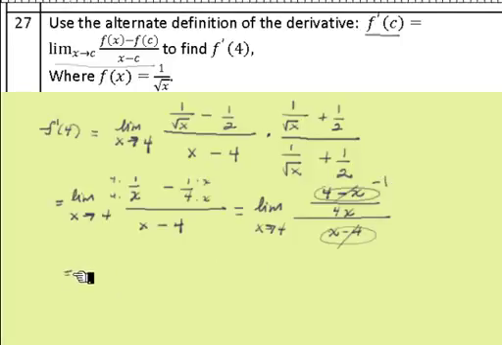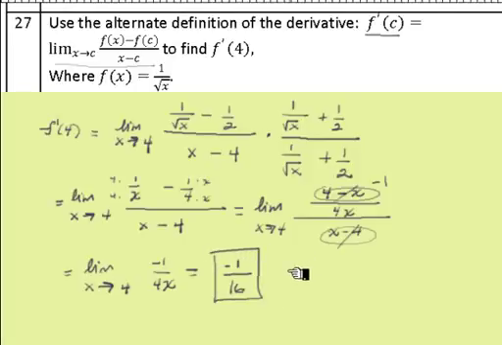So finally we have the limit as x goes to 4 of minus 1 over 4x. Now we're able to substitute in 4 for x. So just go ahead and do that and we get minus 1 over 16. And that's f prime of 4, the derivative at x equal 4.